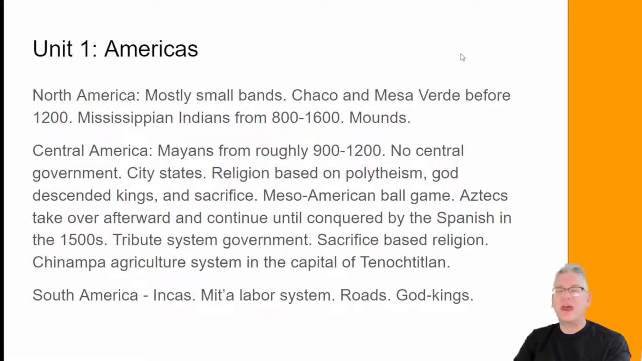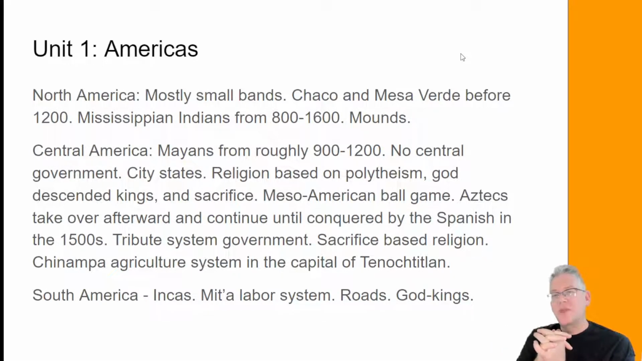Aztecs then will take over afterwards, so as the Mayans sort of fall a bit, the Aztecs will take over just north of them, and they will continue until conquered by the Spanish in the 1500s. The Aztecs typically used a tribute system of government, so they had a couple of major cities, and then other areas would be under their authority. They had a sacrifice-based religion, as you probably know. They have Chinampa agricultural systems. These are kind of floating islands, and their capital is at Tenochtitlan.